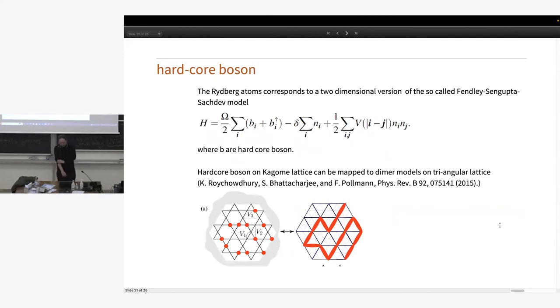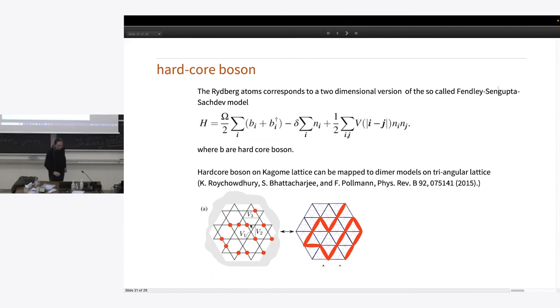So the Rydberg atoms correspond to some two-dimensional wiring, also called the Sengupta and Sachdev models. These are hardcore boson models defined on this Kagome lattice. And the thing is that you have an atom in a highly excited state, which has a large principal quantum number, and then your radius would be very, very big. If this atom is excited, it becomes a huge radius atom, and it will interact with a nearby atom.